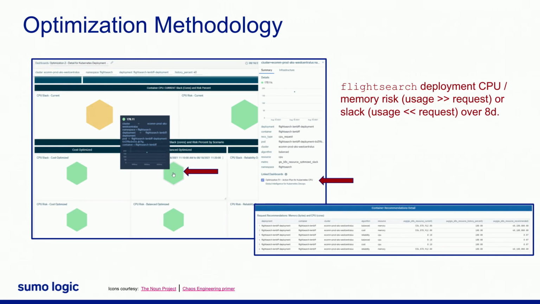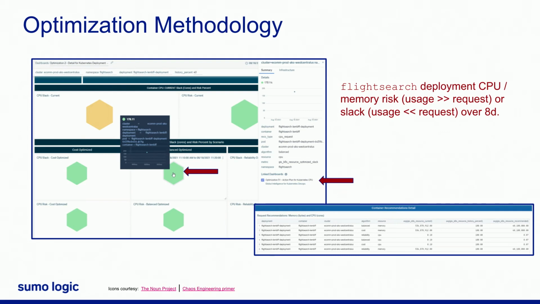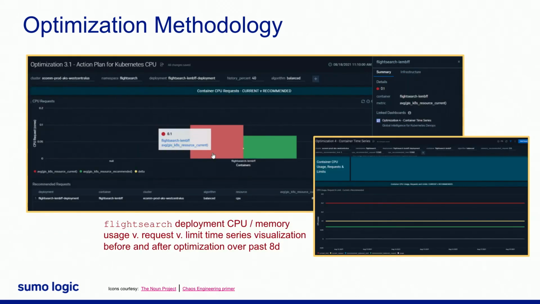Down below that, there are recommendations based on what you care about. If you care about saving money, then you would go with the cost recommendations. If you don't care about cost and you want that thing rock solid stable, then you would go with the reliability side. Or if you're not really sure, or you just want something in the middle, there's the balance. So you can click on the hexes for whatever you want, drill down into the linked dashboard, and then you get your recommended values. And here we can see that the current is the red bar, the recommended is the green, because we were asking for too much.